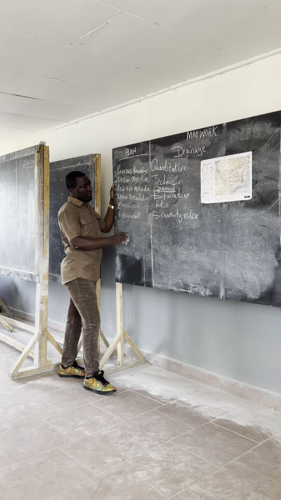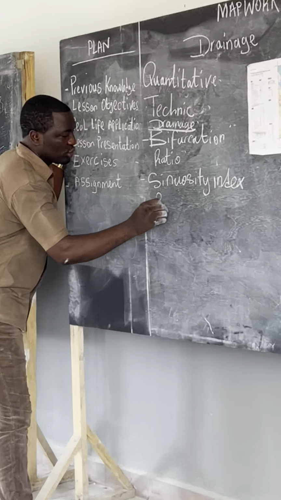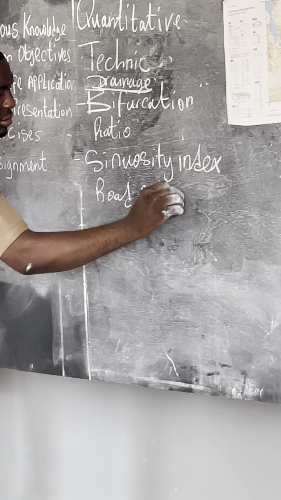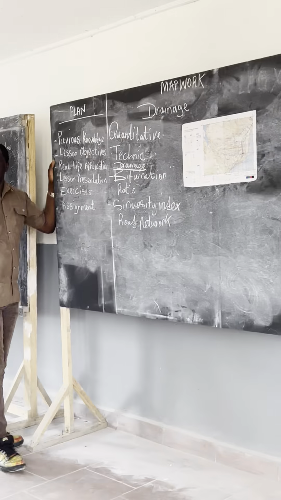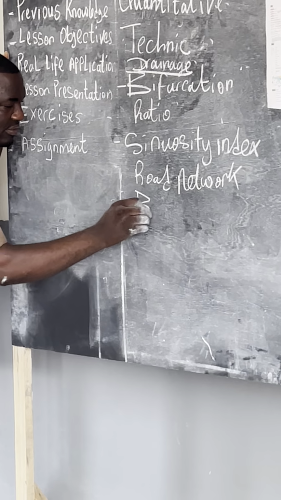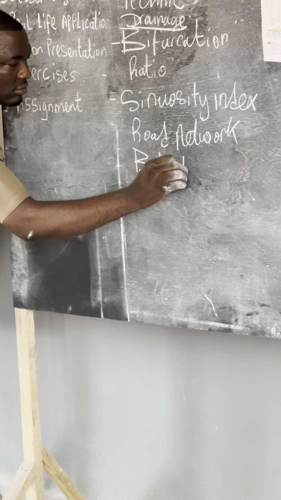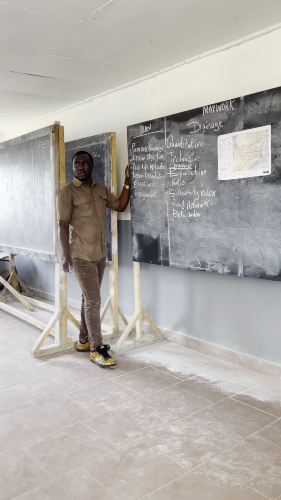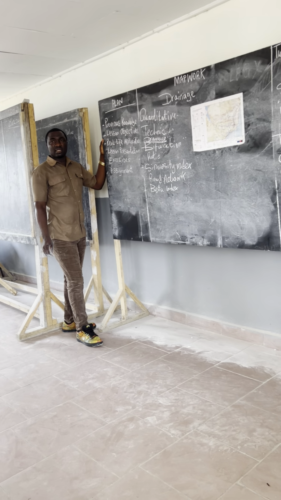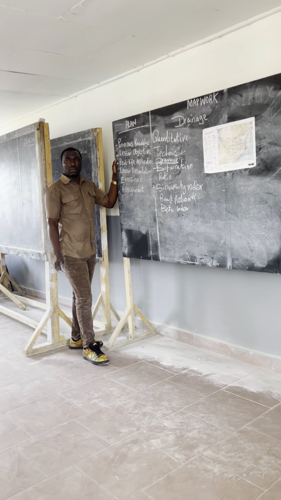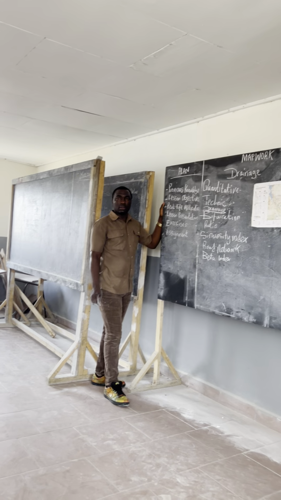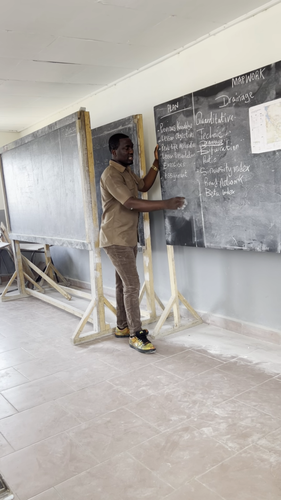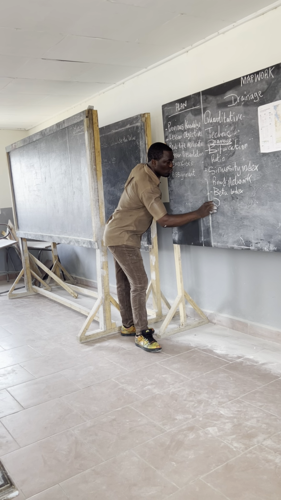Now, for road transport, for road network, we have beta index. Beta index. We have D2.